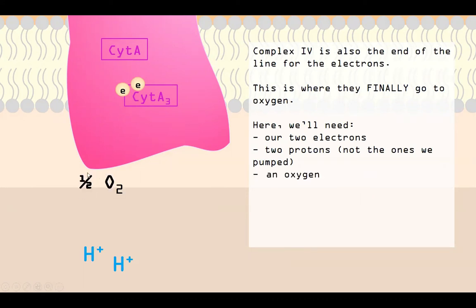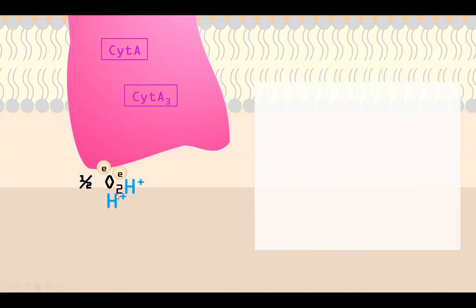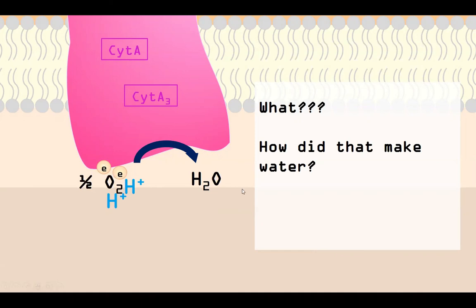And an oxygen. So this is called 1/2 O2, because O2 is the natural, this is molecular oxygen, this is the way that it exists. So the correct way to really write this is 1/2 O2, but this is basically, at the end of the day, going to just give us an oxygen. Okay, so let's combine our ingredients. All right, everything combined. This makes water. What? How did that make water? What are we even talking about?